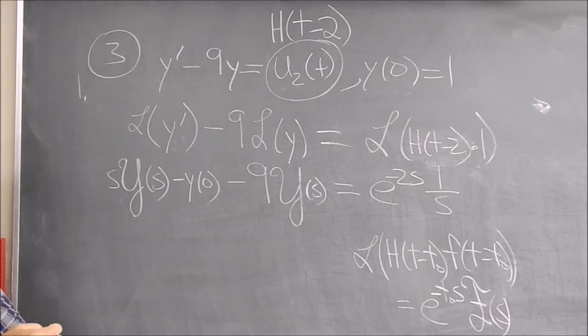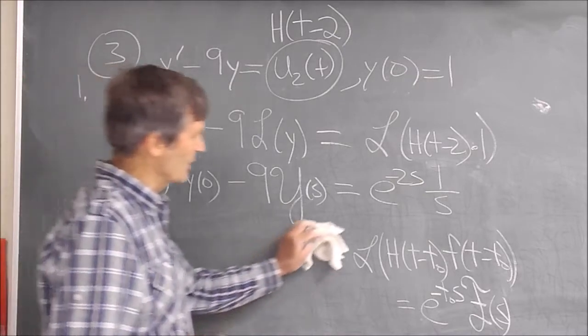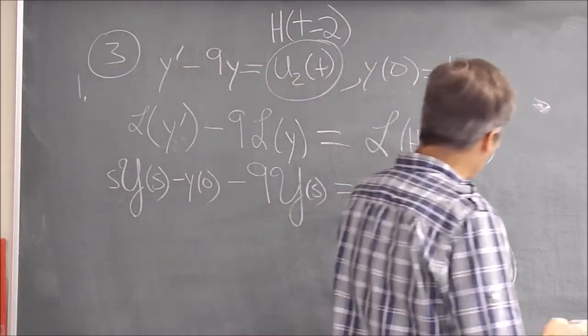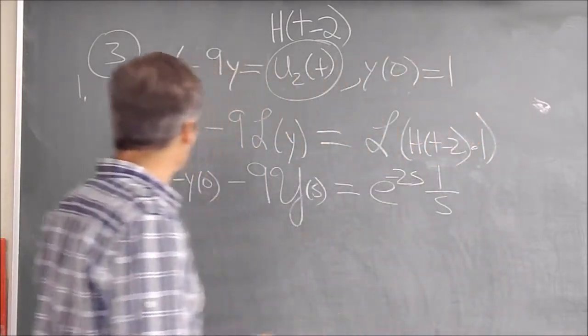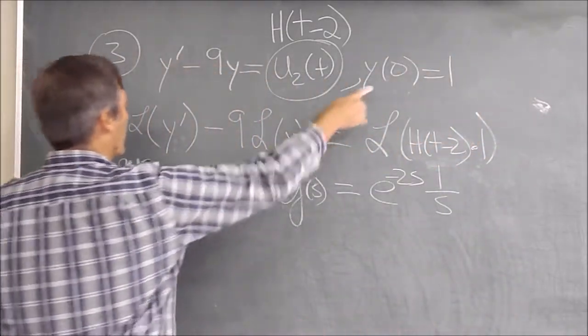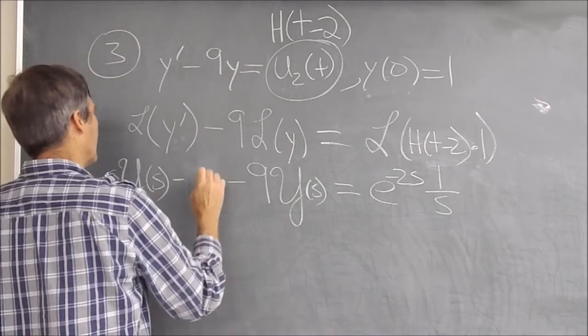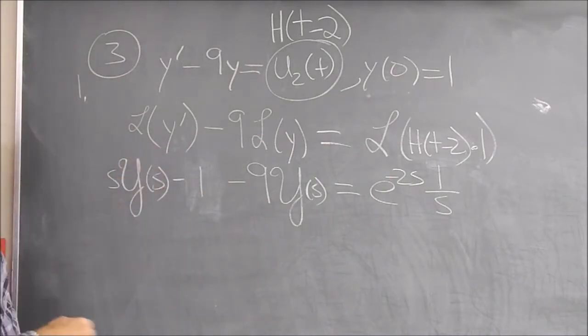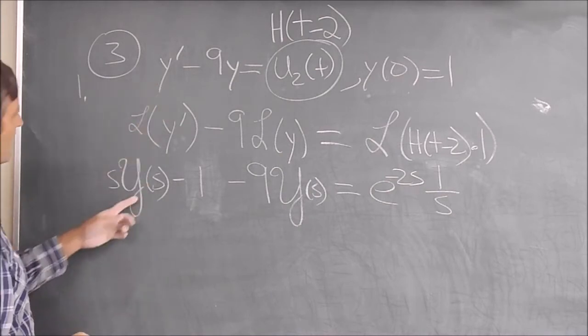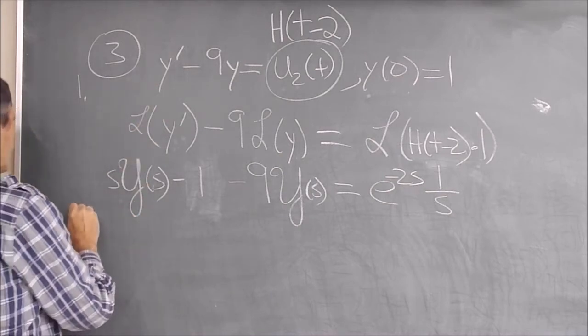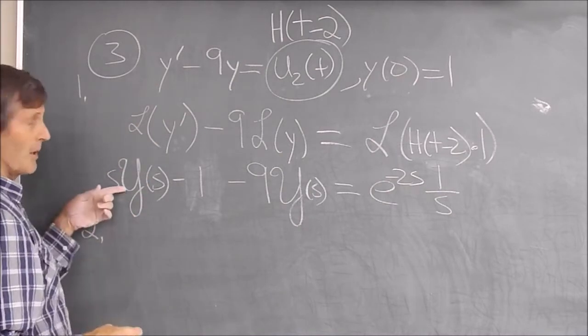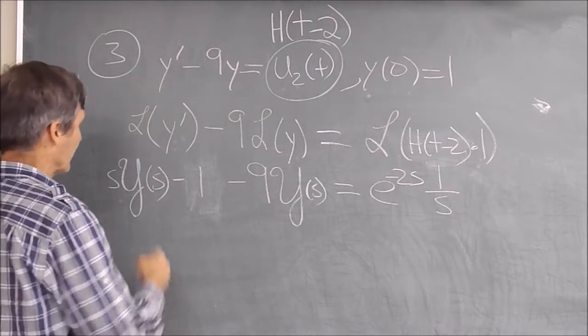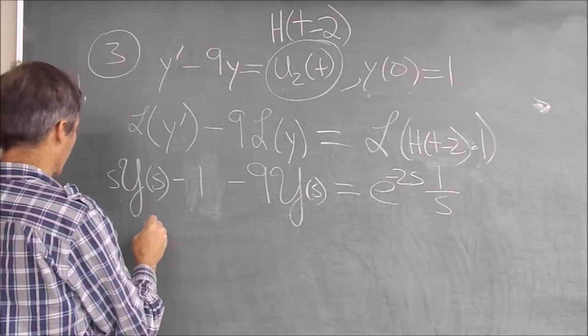All right, so there's the transform of this equation using the second shifting theorem. Now y of 0 is equal to 1, so we can put that in. And there is the transform of the differential equation. Now, step 2, you have an algebraic equation at this point, so you want to solve algebraically for y of s, the transform of the solution.